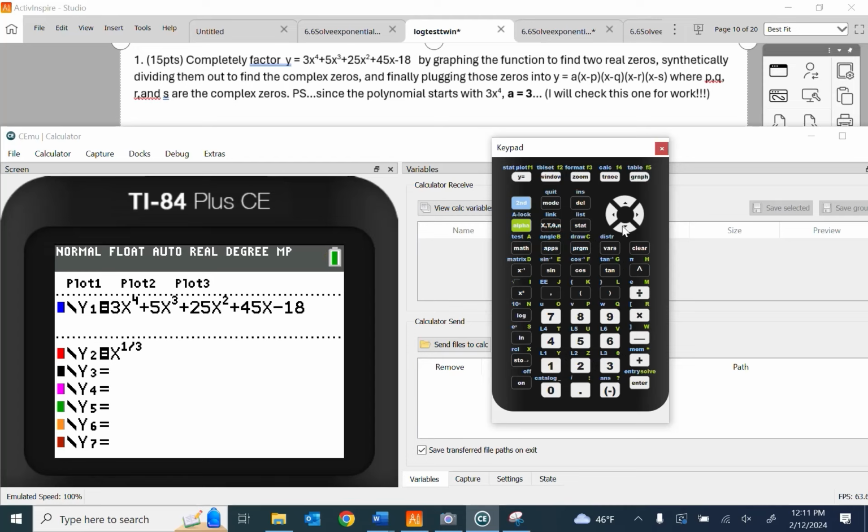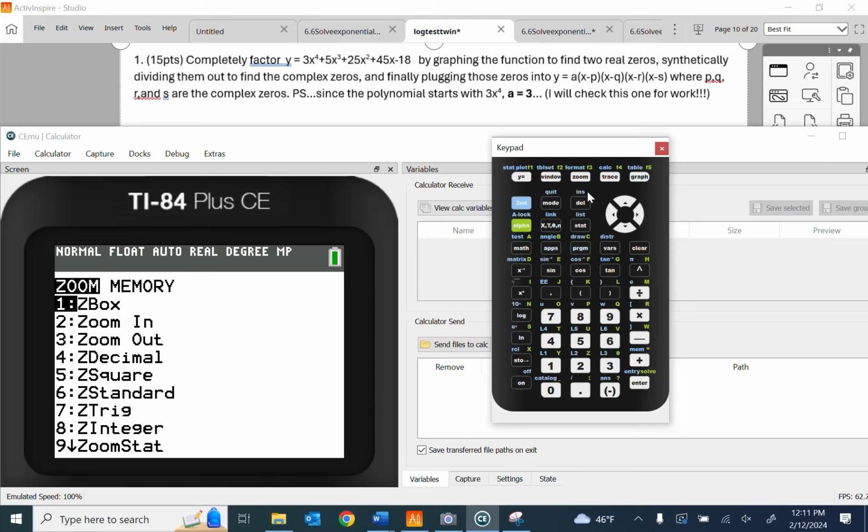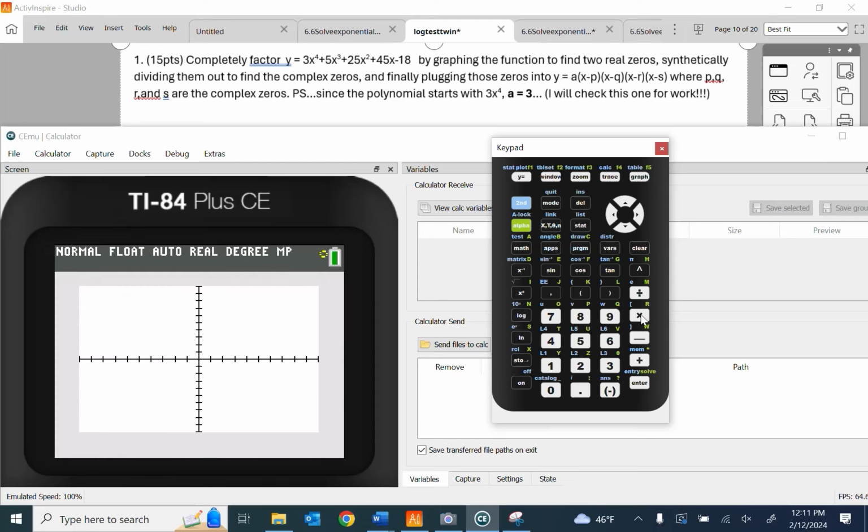Since I want the zeros, I have to put a 0 in y2. I have to put it there. Zoom 6 as you were taught. And what we'll do is we'll do second trace. It should be about ready. There she goes.